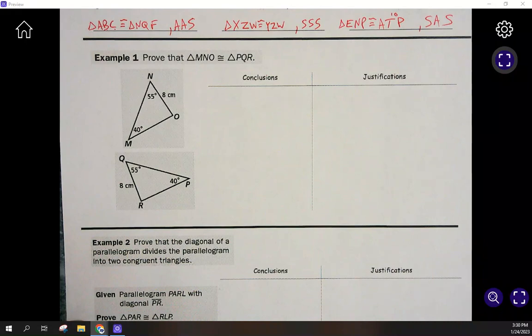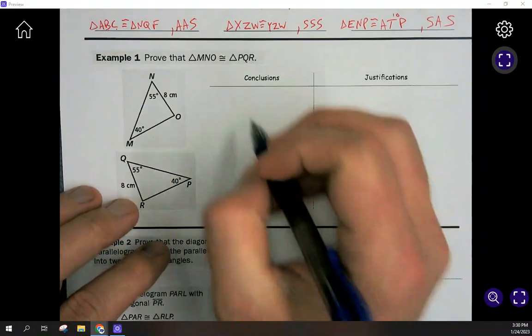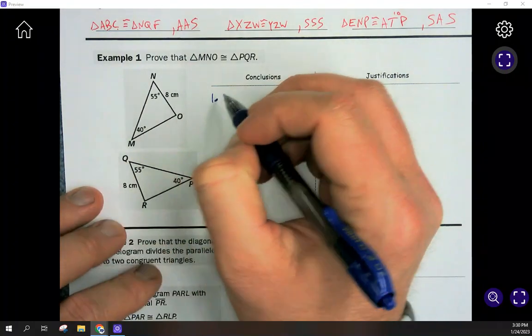All right, another proof here. This one's going to be similar to the one we did on the front. So as we jump in, first thing we want to do is put everything that's given.